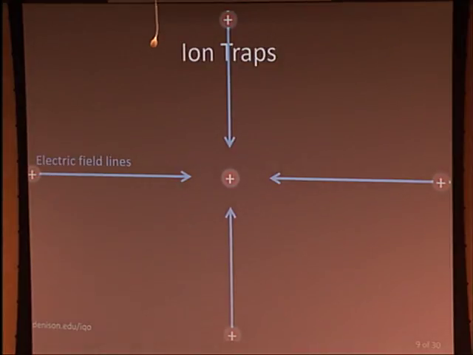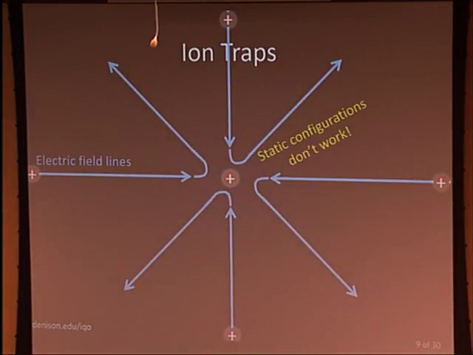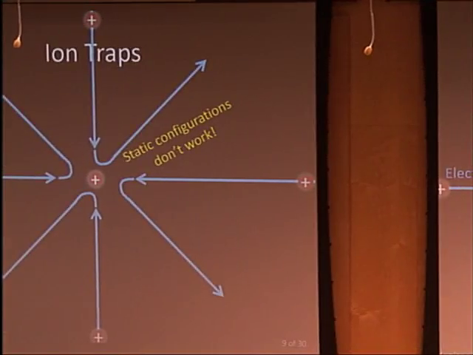And unfortunately, though, that doesn't work because the divergence of the electric field in free space is zero, which in other words means that electric fields that come in also have to go out. So if you have an ion here, it can follow one of these electric field lines out, and you don't have a stable trap. So you have to be a little more clever than that.